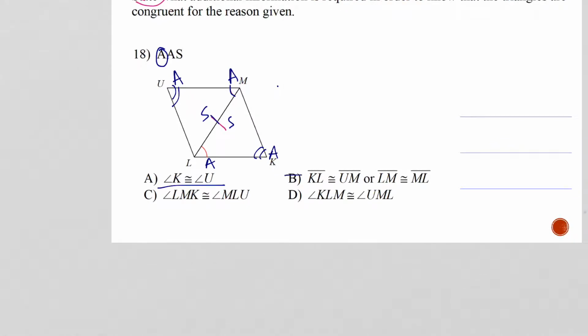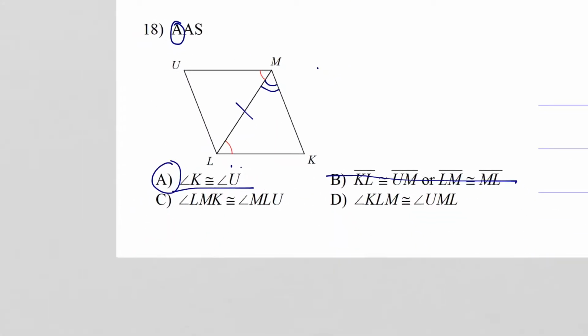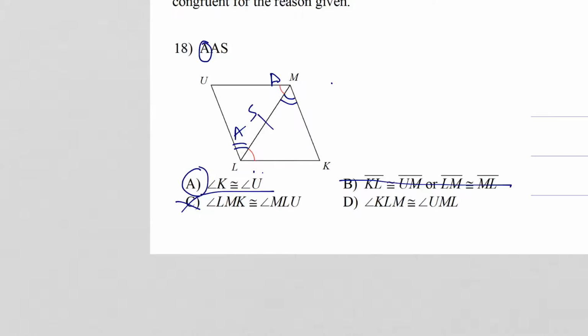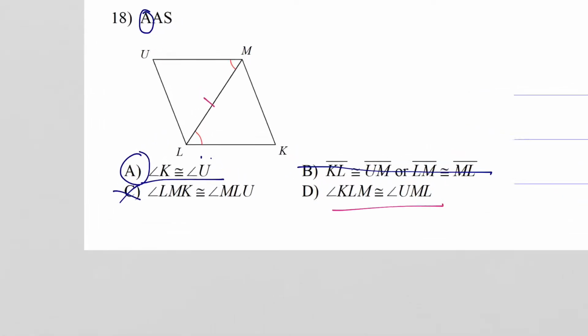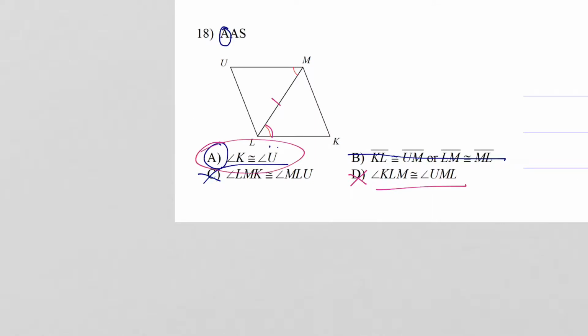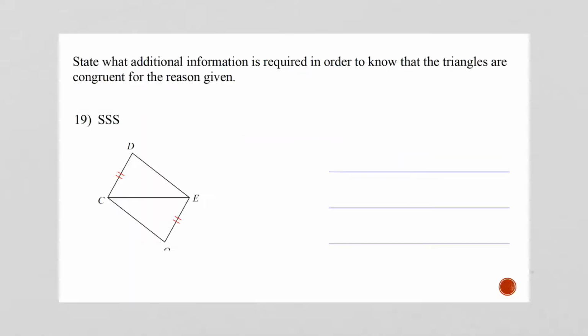but I'm going to try the other ones. I know B is out because I don't need another side. So I'm thinking the answer is A, but I'm still going to test the other ones. So I'm going to go to C. LMK is this one, and MLU is this one. If I use them, it'll be angle, side, angle. That's not what I want. So C is out. Now I'm going to test the last one to make sure it doesn't work. Angle KLM, oh, that's already given. If it's given, you're not stating additional information, so it has to be A.